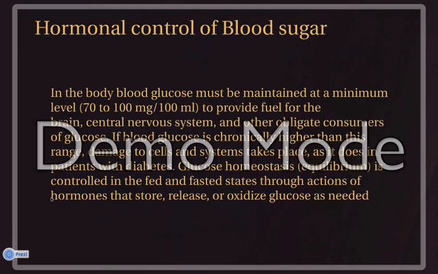Hormonal control of blood sugar. In the body, blood glucose must be maintained at a minimum level, 70 to 100 milligrams per 100 milliliters, to provide fuel for the brain, central nervous system, and other obligate consumers of glucose. If blood glucose is chronically higher than this range, damage to cells and systems takes place, as it does in patients with diabetes. Glucose homeostasis, aka equilibrium, is controlled in the fed and fasted states through actions of hormones that store, release, or oxidize glucose as needed.